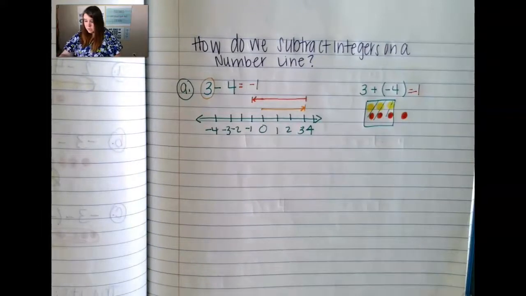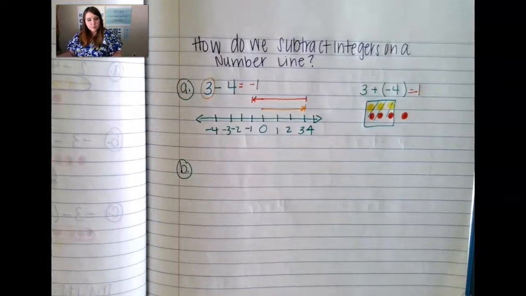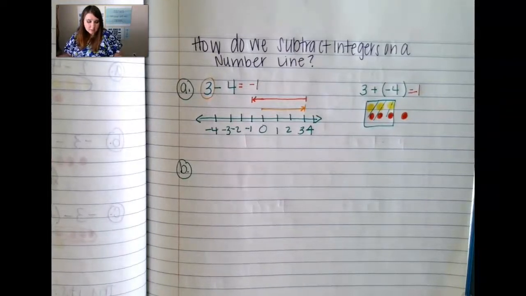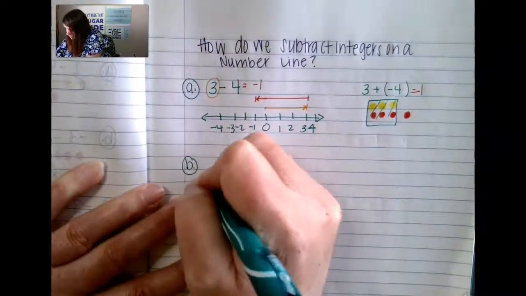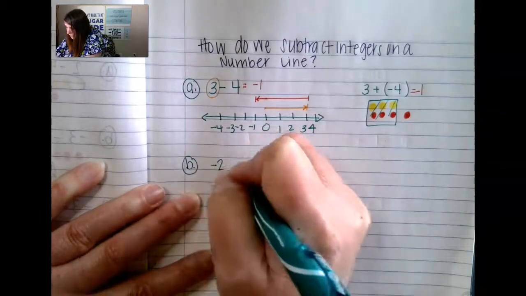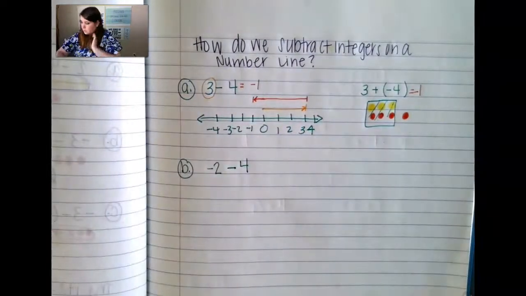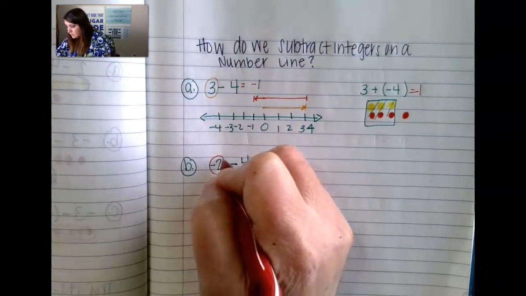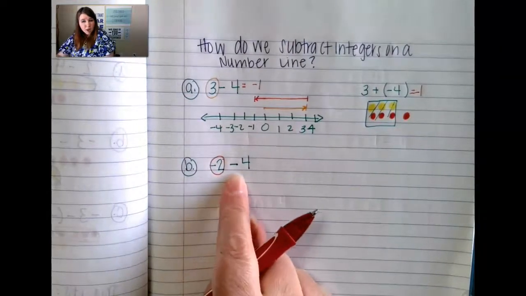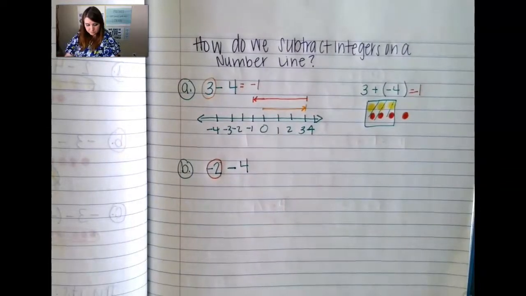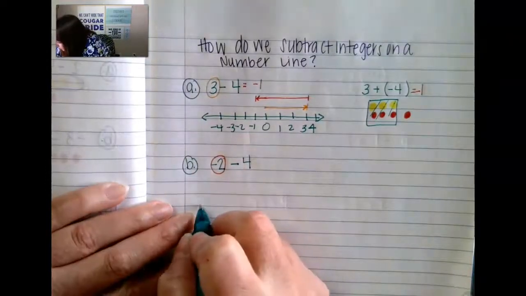Okay, let's do another example. As we're working through this, I know that sometimes it can be a little bit confusing. So let's go ahead and think about what this looks like. All right, we're going to do negative 2 minus... Okay, so I'm starting with a negative. So that means I'm already going to be below 0. And then I need to subtract a positive 4. So let's go ahead and build our number line here.